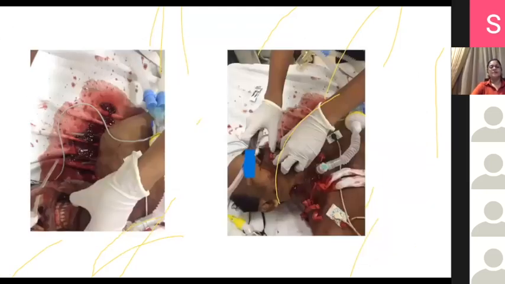Sadly, this is the patient. These are actual pictures. And so this is how it was at the end. And there was lots and lots of blood clots, lots of bleeding. And this was a surgical tracheostomy done by the medical officer who was competent enough to do it at that point.